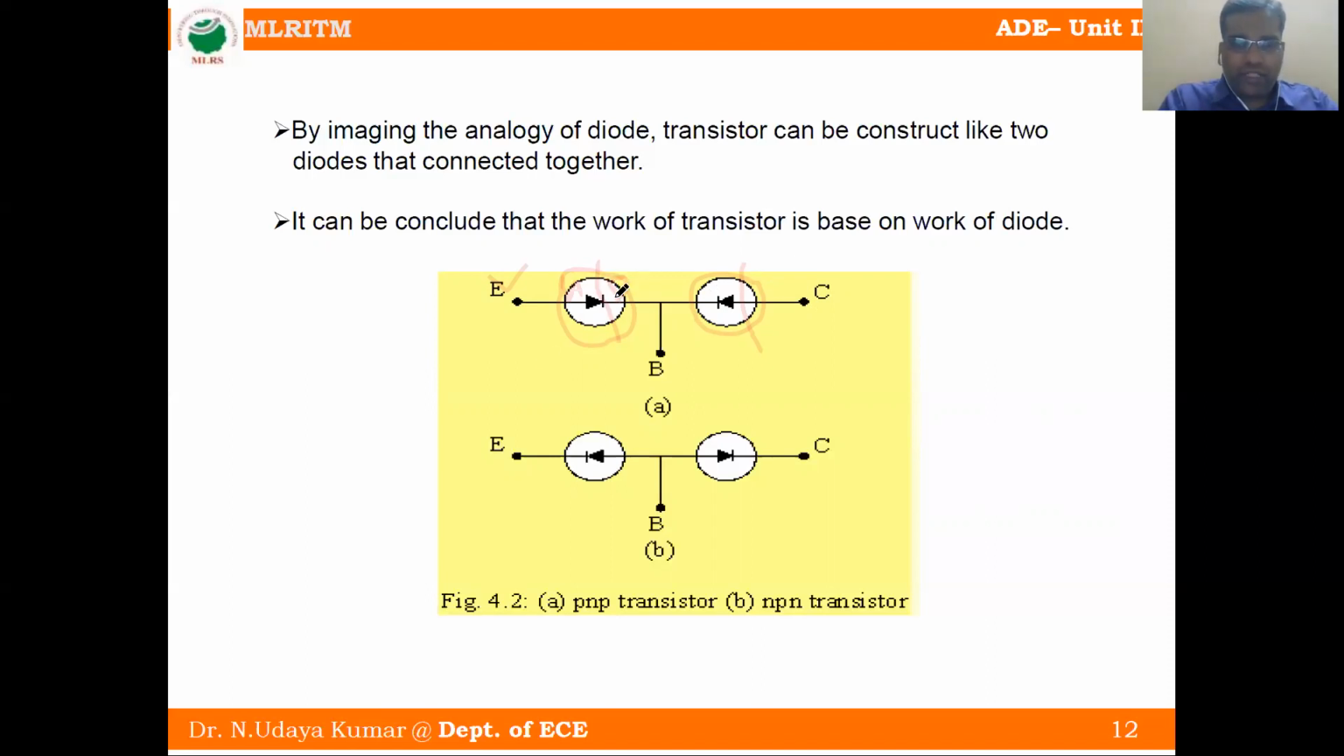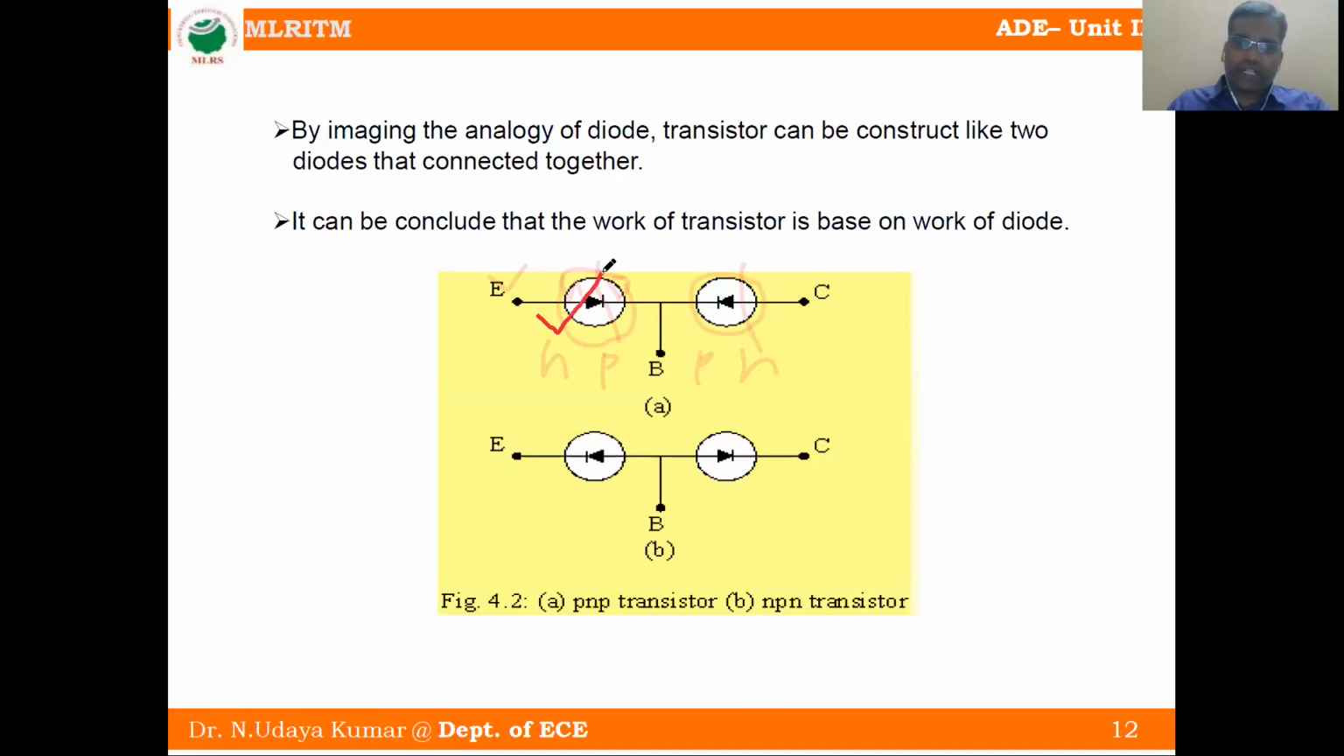Understood clearly? Anode means this is N and this is P, one diode. Here P and N. That means what? It is an NPN transistor. First one is NPN transistor. Second one is PNP transistor.